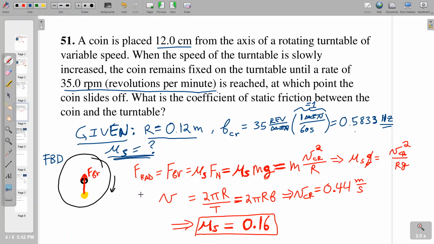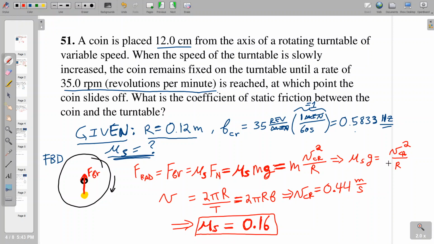So let's find that. Now, the radial force here is just equal to the friction force, because that's the only force that's pointing in towards the center. So I can take the frictional force is equal to mu s, the coefficient of static friction, times the normal force, and the normal force in this case is just mass times gravity, the weight of the coin. So if I take mu s mg is equal to mv squared over r, then I can cancel out on the left and right hand side of this equation the mass m.